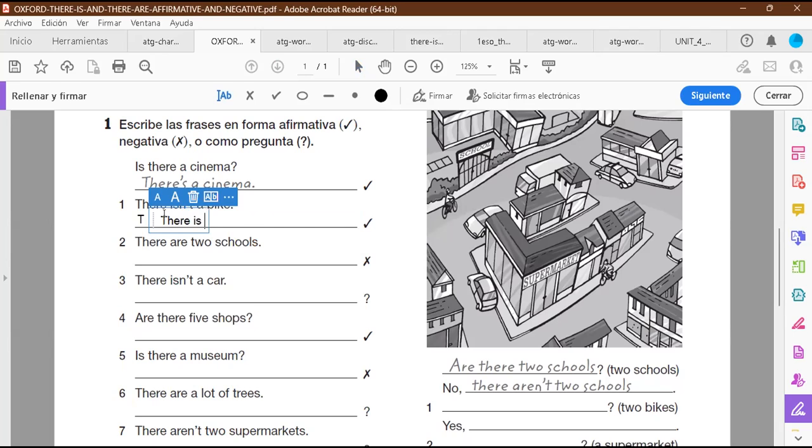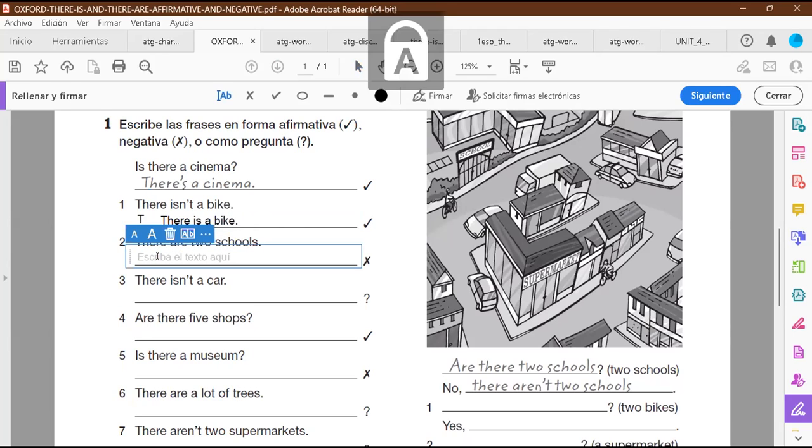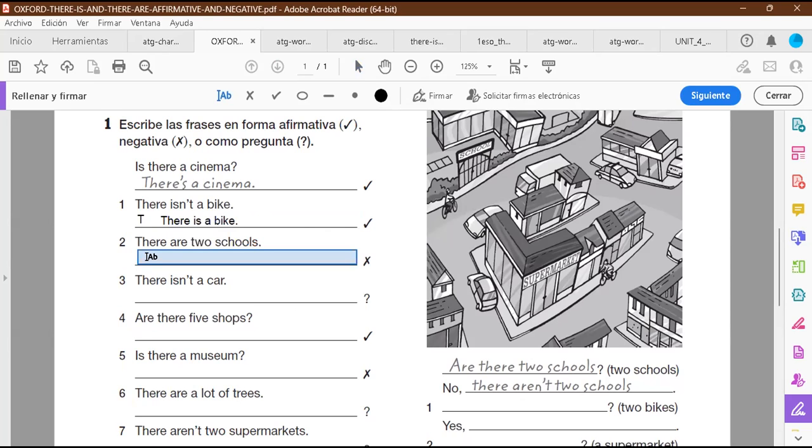There is a bike. Okay, perfect. There are two schools. Negative. There aren't two schools. Be ready for the next one. Okay. There isn't a car.